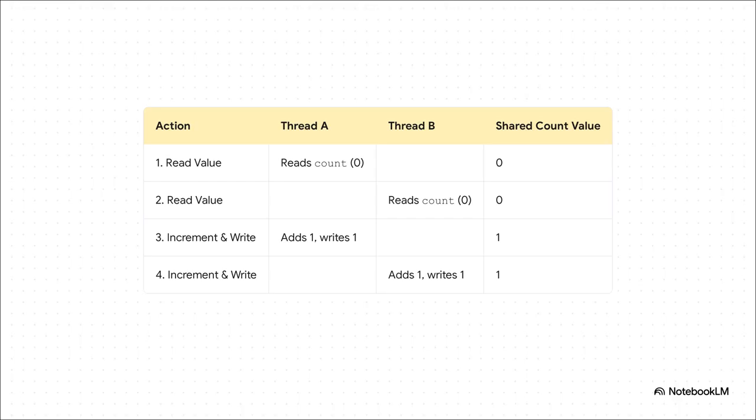Let's say we have a shared counter, and its value is 0. First, thread A comes along and reads the value. It sees 0. But before it can do anything else, the system pauses it and lets thread B have a turn. So thread B also reads the value, and it also sees 0. Now thread A finally wakes up, adds 1 to the 0 it read, and writes back a 1. Then thread B wakes up, does its math on the 0 it read, and it also writes back a 1.